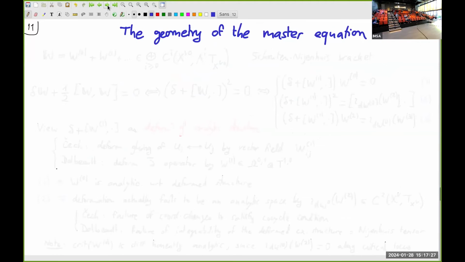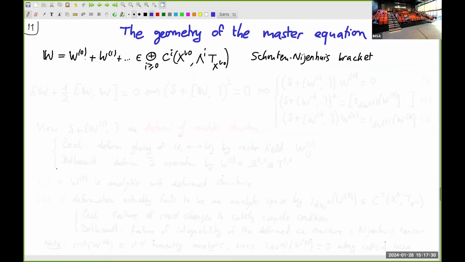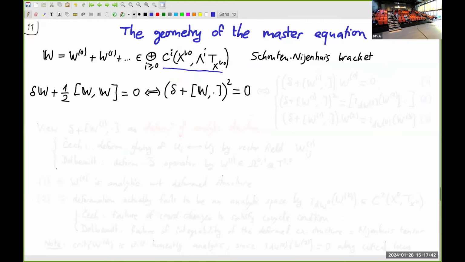All right. So what is the geometric content of this? Now we have a sum of terms, which are I-cochains on the mirror with coefficients in I-polyvector fields. And the first observation is that the Maurer-Cartan equation for W is equivalent to saying that a deformation of the usual differential by bracket with W squares to 0.